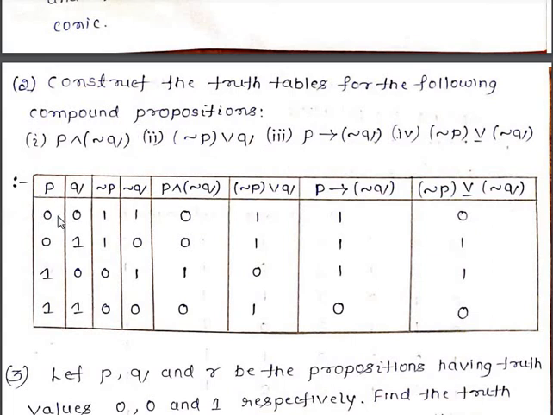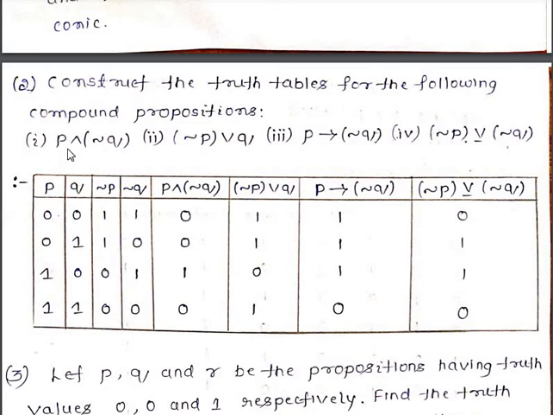Okay, so 0 0, 0 1, 1 0, 1 1. These are the values generally we check for the truth values. Negation P gives you the opposite of P. If it is 0, it gives 1; if it is 1, it gives 0. Negation Q: if it is 0, it gives 1; if it is 1, it gives 0. First problem is P conjunction negation Q.